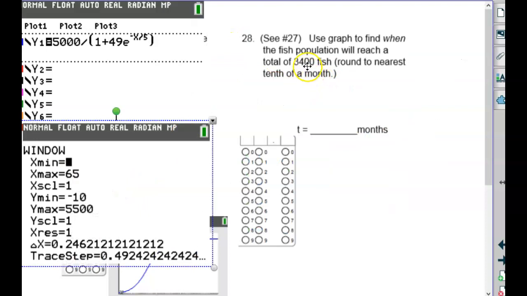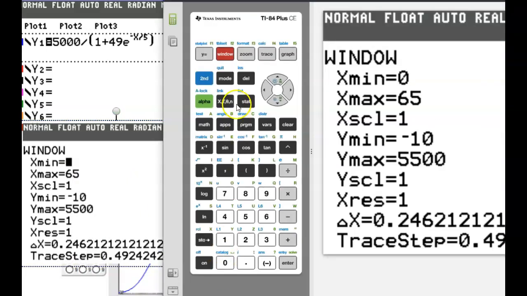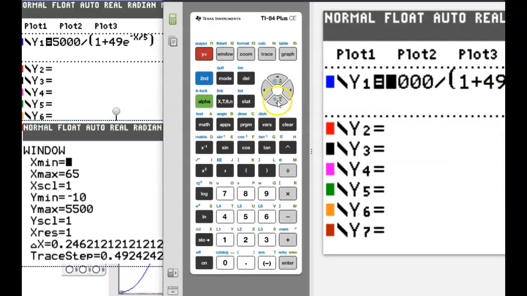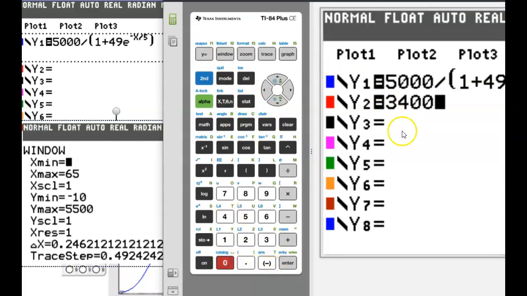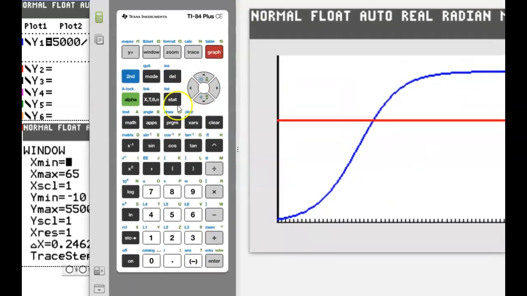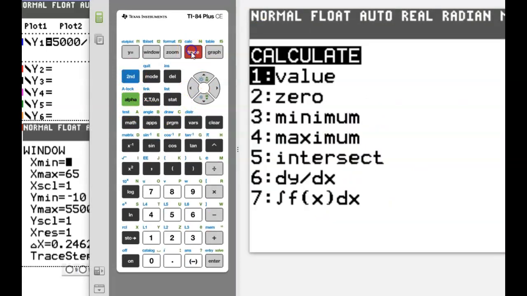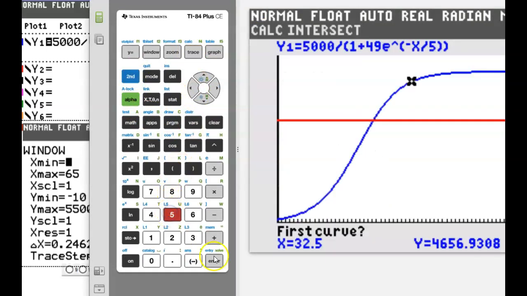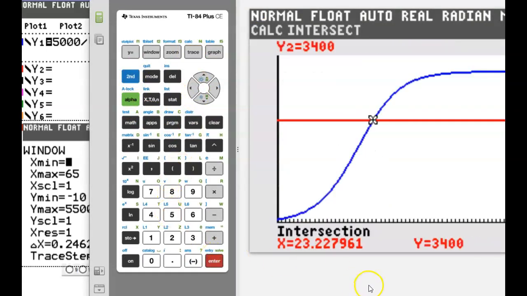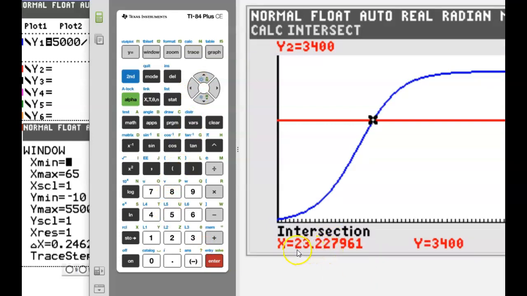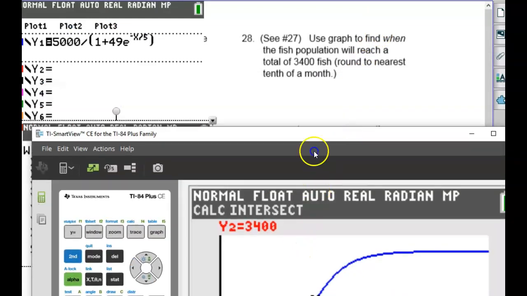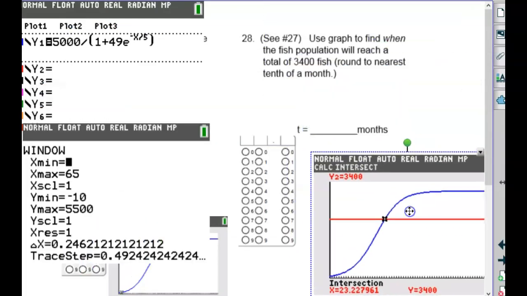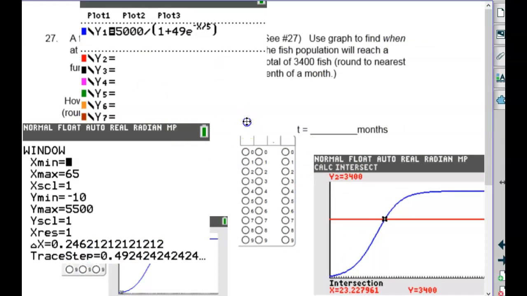Okay, and then the second part says, when does it hit 3,400? So I'm going to go into y sub 2 and put 3,400. And some of you, quite a few actually, got this wrong on the quiz because you did not put that line in and find the actual point of intersection. And you have to have this rounded correctly. It's 23.2. If you put 23.3, it's going to count it wrong.